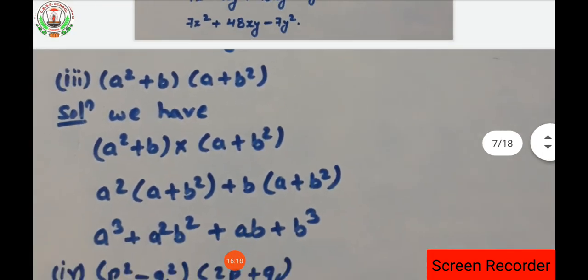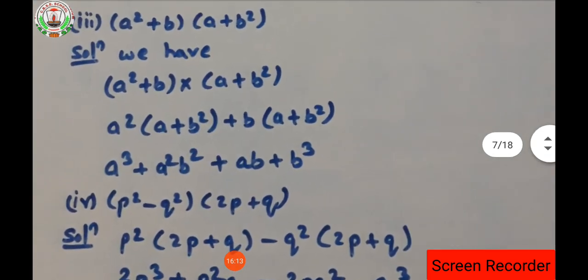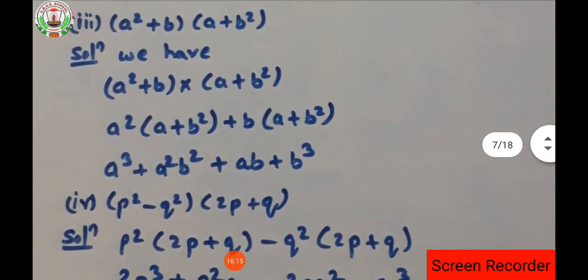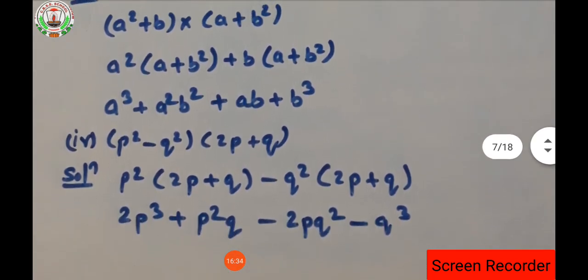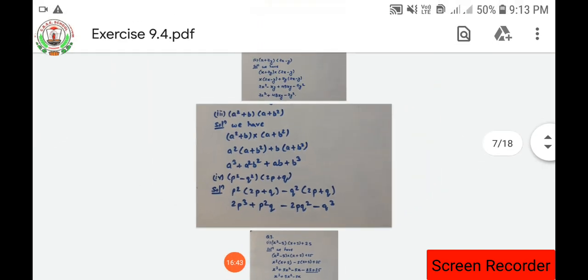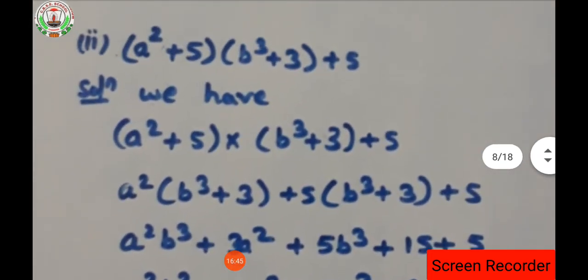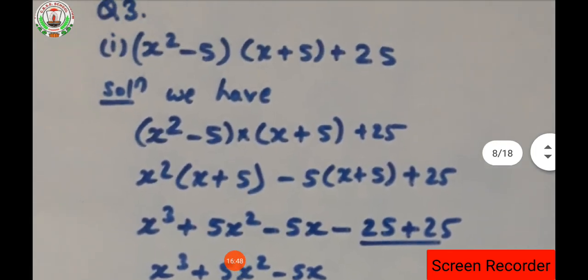Clear up to here? Now the third part of the question says a square plus b into a plus b square, isn't it? You can multiply it simply. A square will multiply with a plus b square, then plus b will multiply with a plus b square. You will get the answer as a cube plus a square b square plus ab plus b cube. The fourth one is again a simple one. Here I have given you the solution, just go through it. Okay, then after this, look at the third question and what it says.